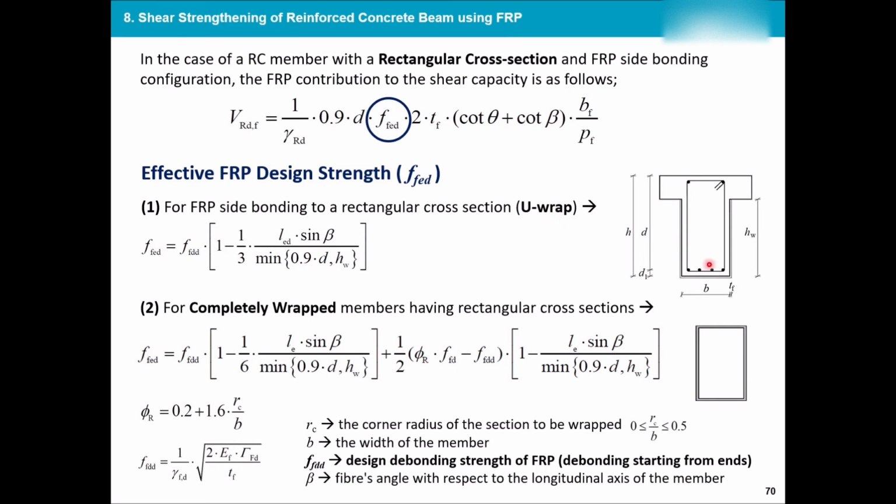So this depends on how the FRP is applied. Imagine this cross section. This is the shear reinforcement that you have, and FRP, as you can see, is only applied like this, like a U-wrap.